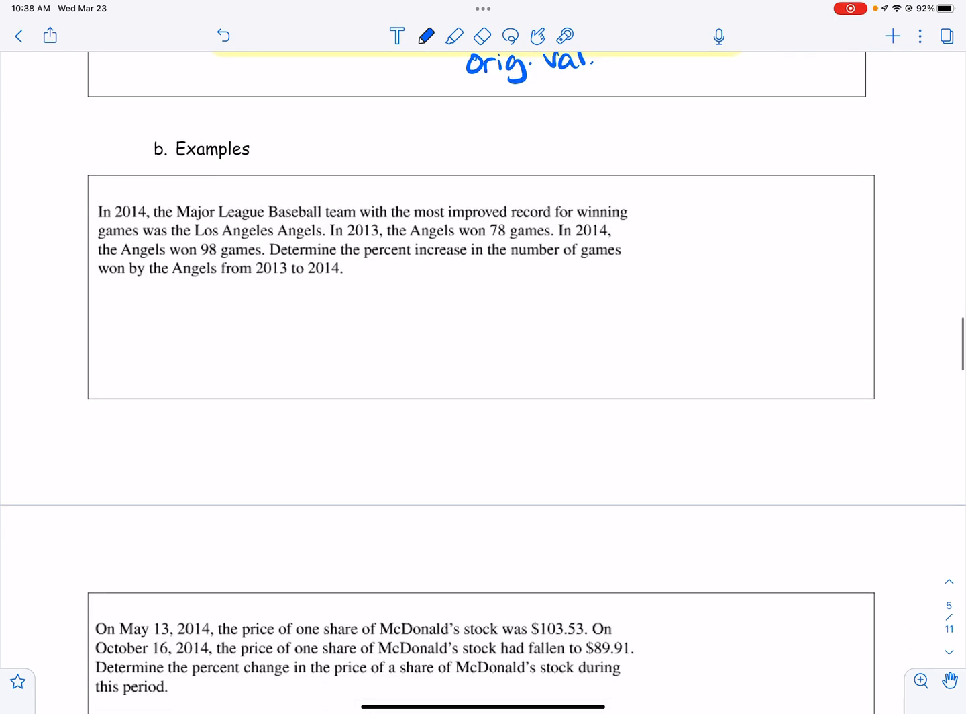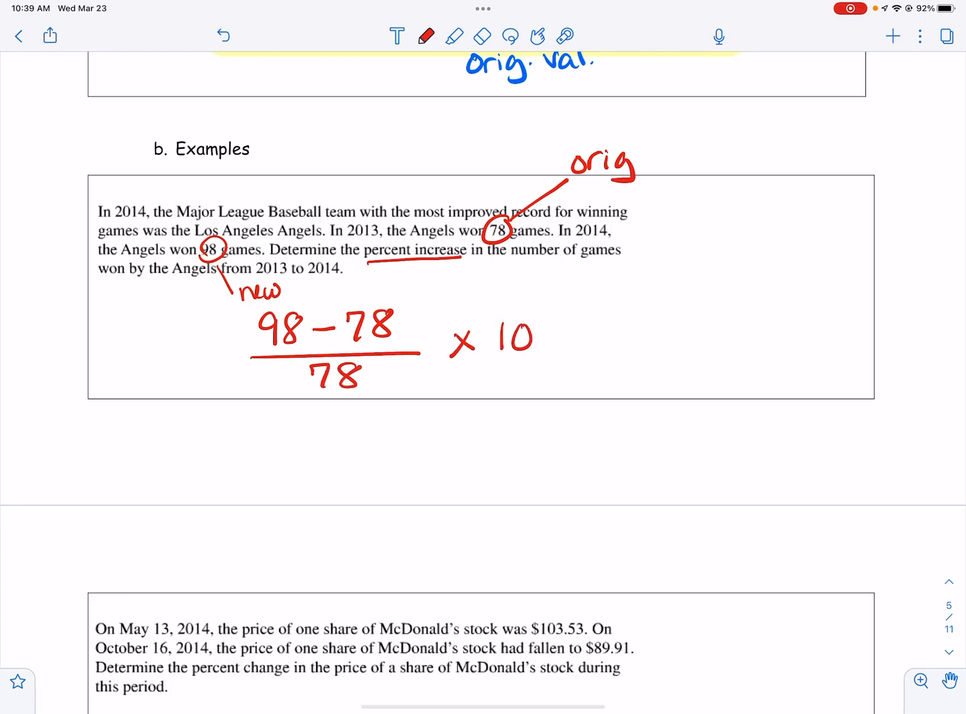So coming down to the first example, we have a Major League Baseball team. In 2013, they won 78 games, but in 2014, they won 98 games, okay? So 78 is my original, and 98 is my new. And we're looking for a percent increase, which means that it's going to be a positive number, okay? So I substitute the values in. I always take the new value and subtract the original value, and then divide it by the original value, and then I multiply that by 100.